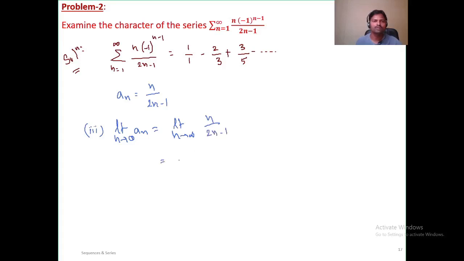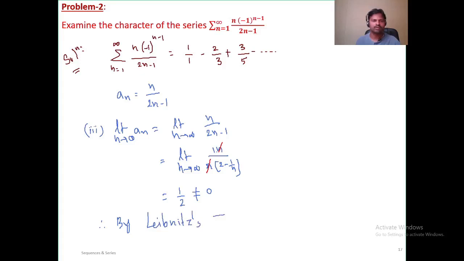How much is it? Limit n tends to infinity. Let us take n common from the numerator and from the denominator. What will we get? The denominator becomes 2 minus 1 by n, and the numerator is 1 into n. So n and n cancel out, and finally we get 1 by 2. But I require it to be 0, and it is not equal to 0. Therefore, by the Leibniz test, the series diverges.